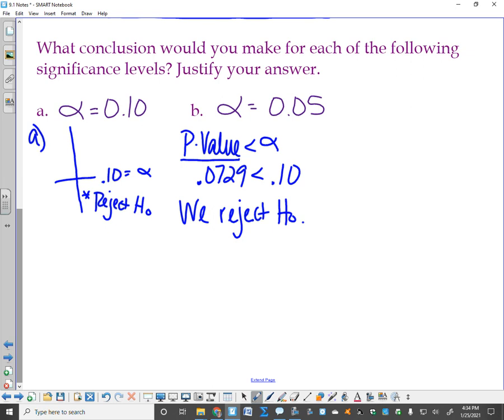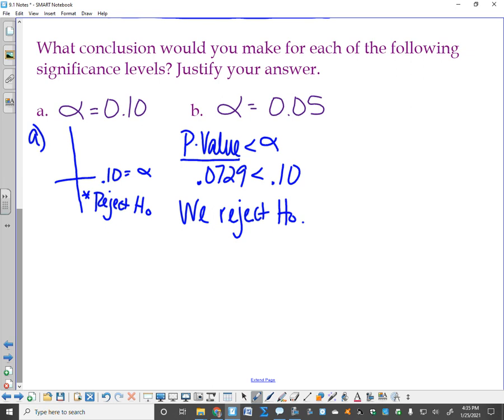Now think about what that means. I reject H sub O. Go look at what your H sub O is. I reject that the batteries last for 30 hours. So that means now I get to go with my alternate hypothesis. Oh, good. Okay, so now we're saying, hey, these batteries are going to last longer.